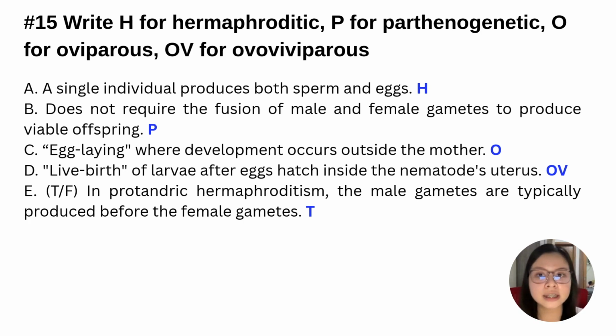For C, the correct answer is O for oviparous because the hatching of eggs typically takes place in an external environment. For D, the correct answer is OV for ovoviviparous because before giving birth, the eggs are already hatched inside the uterus. And then for E, the correct answer is true.